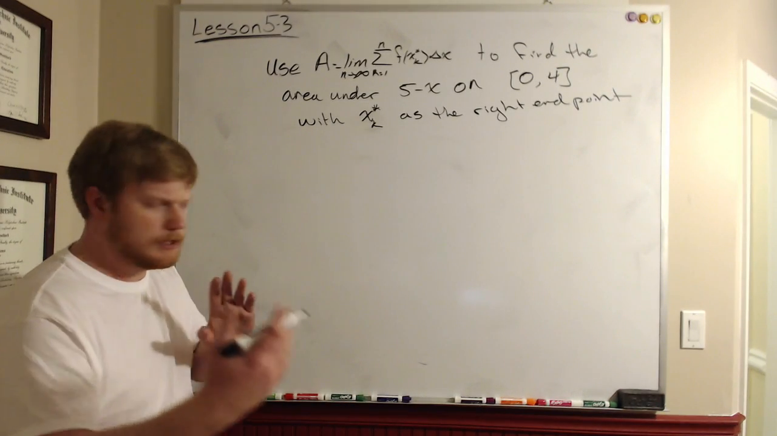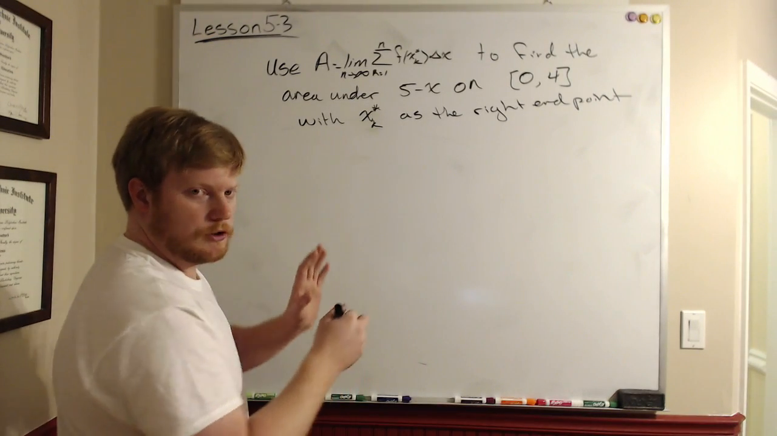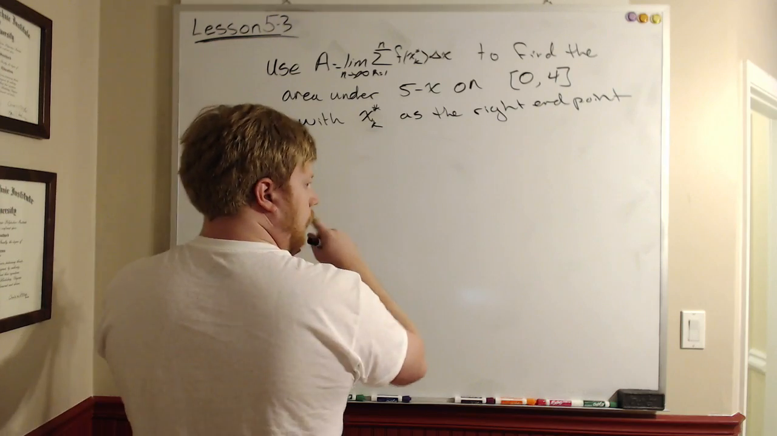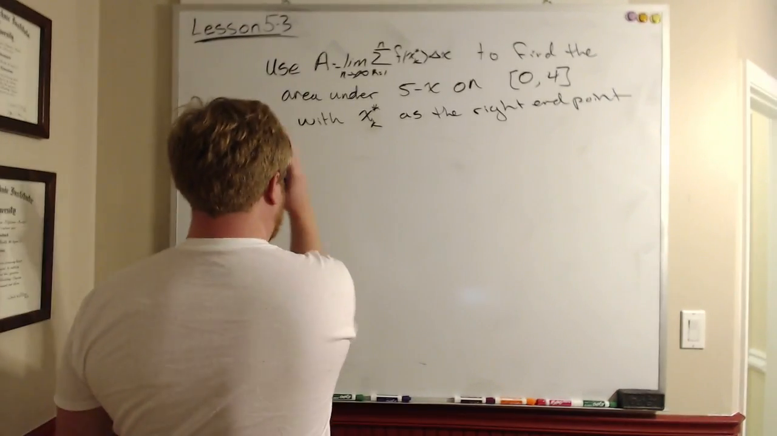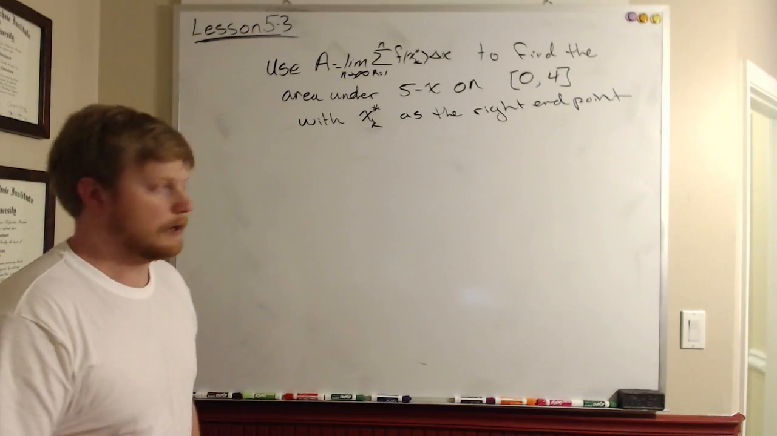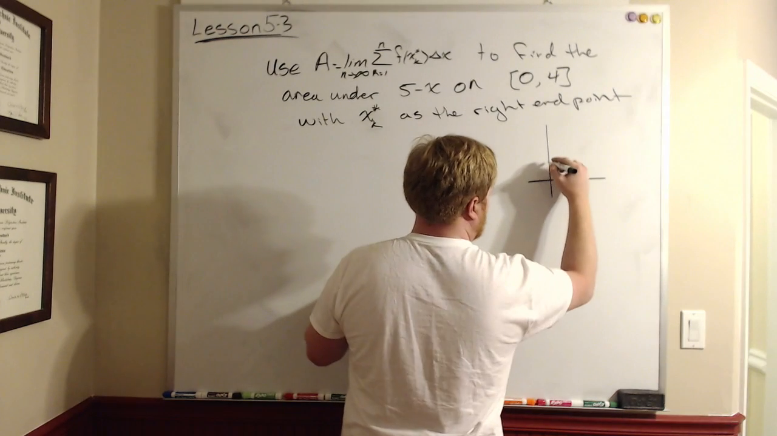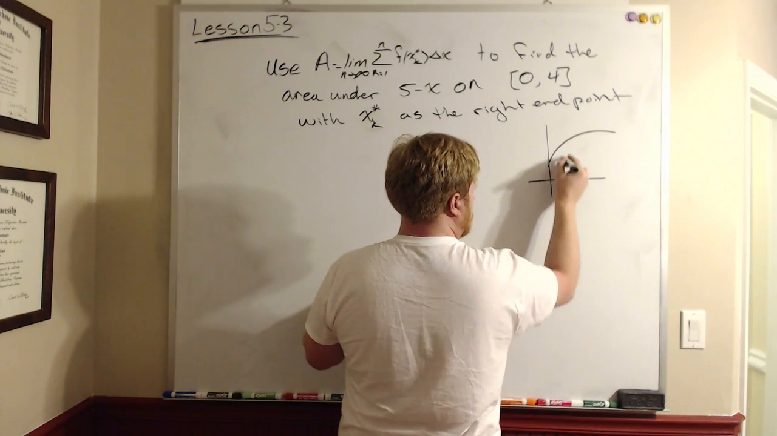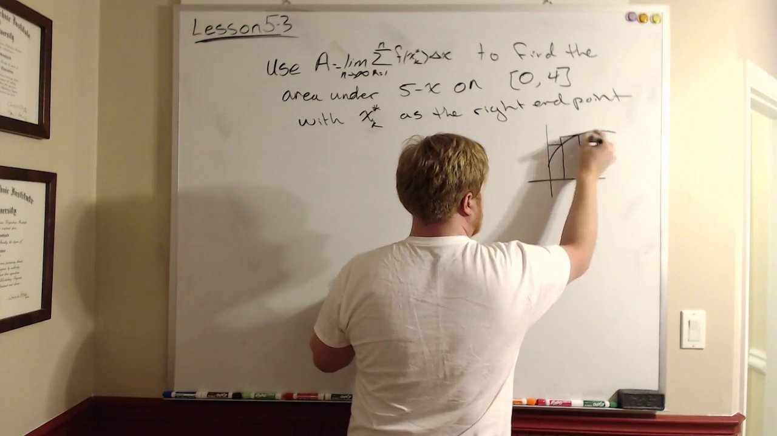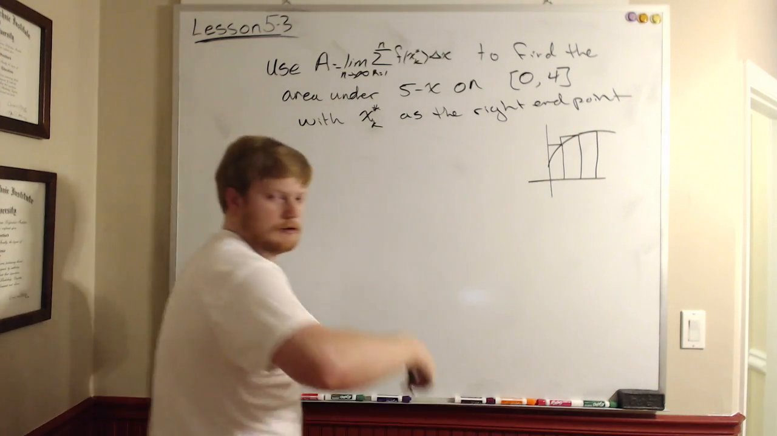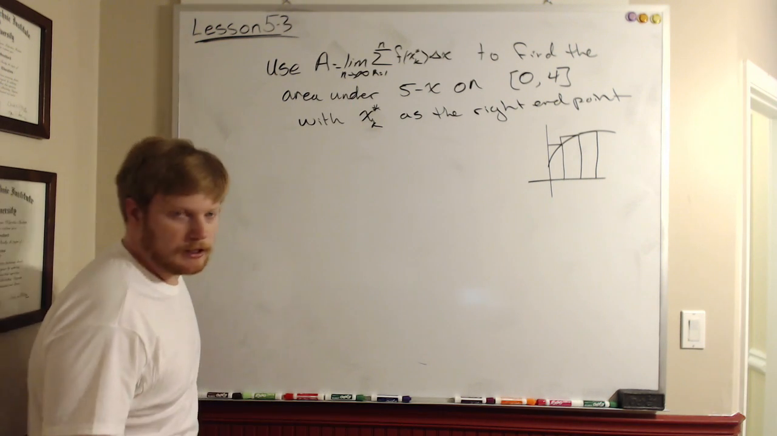Basically what that means is that my bars that are going up are hitting the graph on their right, as opposed to their left or their midpoint, which is something that we'll talk about eventually. But just keep in mind that if I had a curve like this, the right Riemann sum is where the right corner of that bar goes up and hits the graph.